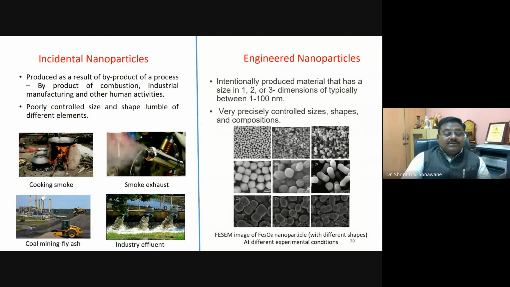And engineered nanoparticles are what we synthesize in the laboratory to control the shape and size of the nanoparticle. So they are intentionally produced, because of application specificity. Depending upon the application, we produce nanoparticles as per their property. What property we need, we have to define, and as per that property we synthesize the nanoparticle. That is why it is referred to as an engineered particle: an intentionally produced material that has a size in 1, 2, or 3 dimensions of typically between 1 to 100 nanometers, with very precisely controlled size, shape, and composition. This image is captured by FESEM, and may be referred to as engineered nanoparticles. Next slide.